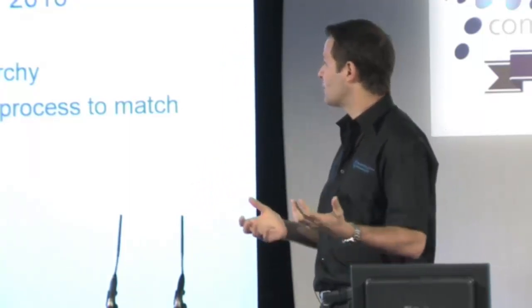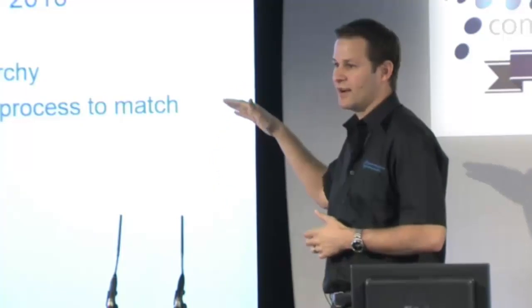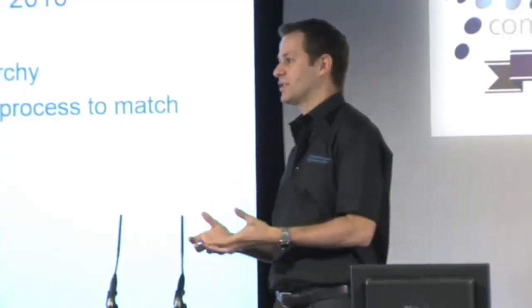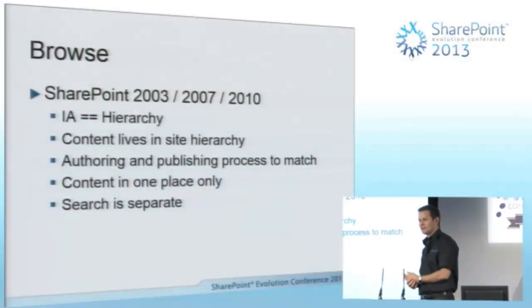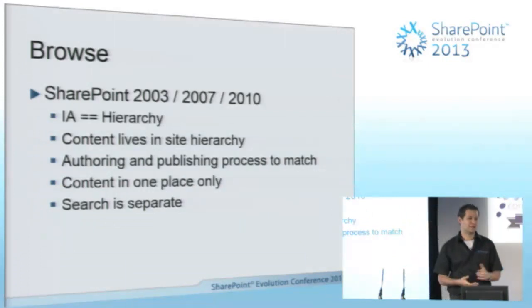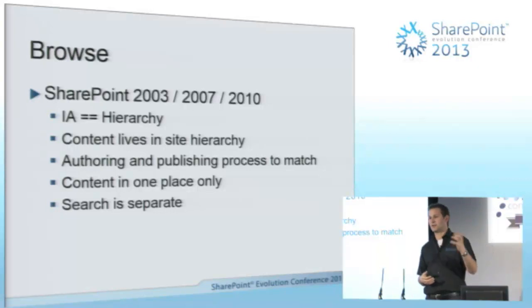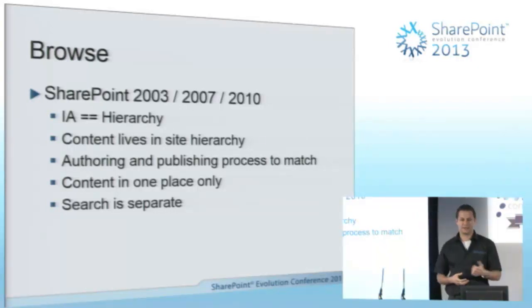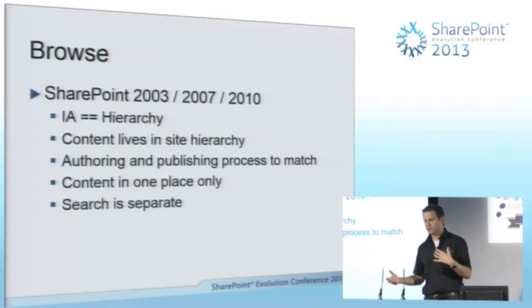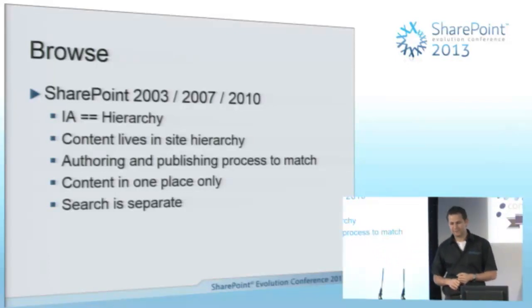So the problem and the drawback with this is that content lives in the site hierarchy typically. So when I want that HR manual published, I go stick it in the HR site. And if I want to stick it somewhere else, maybe on the homepage of the intranet, I have to go copy it there or put a link to it in that HR site. But it's not a great way to surface it in multiple places through the use of tagging and search and so forth. And then search is separate.